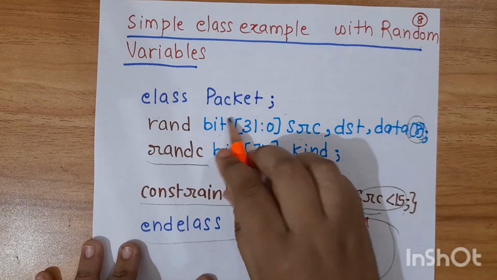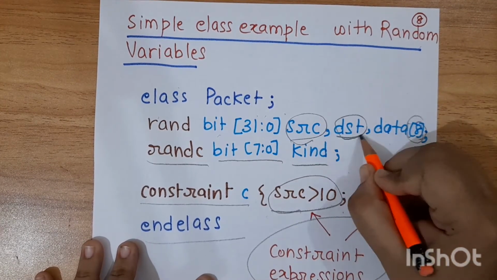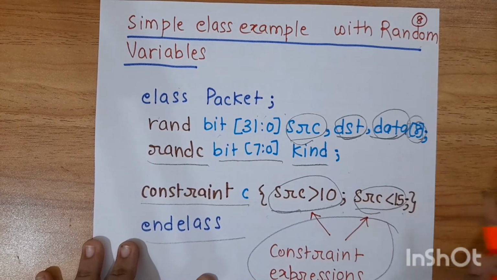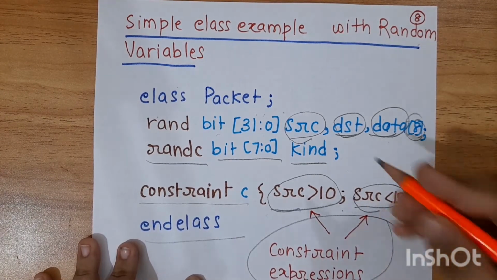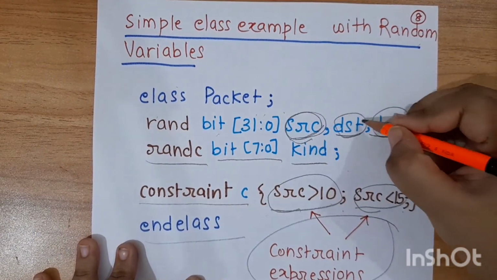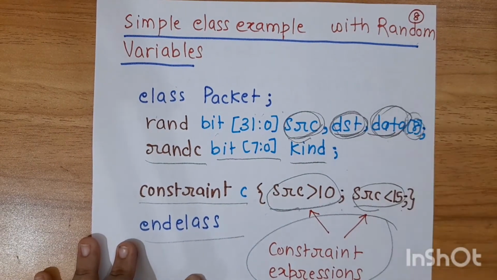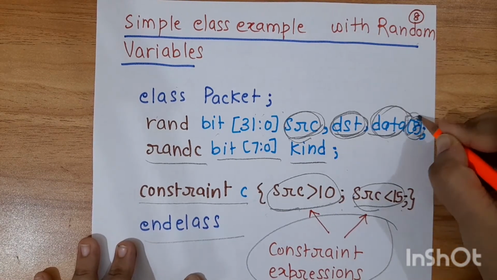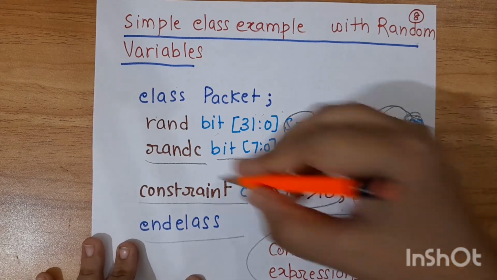So the fields in the packet are src, source, dst, destination, and the data. Suppose this is the packet I have to send from the source to destination. So I will provide the source address, I will have the destination address, and I will provide the data also. 8 data, the array, size of the array is 8. 8 set of data I have to send for the packet.